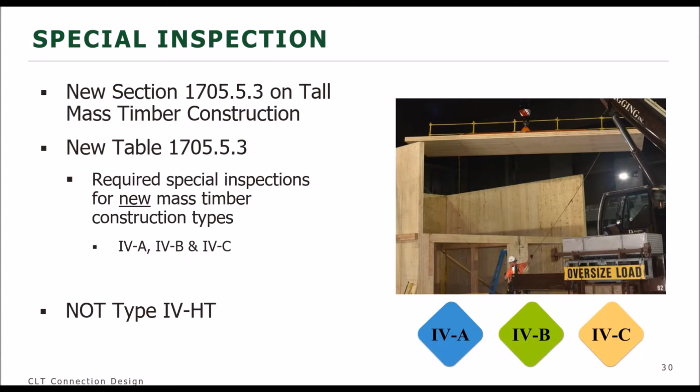As I mentioned, the new section that deals with the special inspection requirements for these new mass timber construction types is contained in section 1705.5.3. Primarily, there's a table in there that's got the same number that has all of your special inspection requirements for these new mass timber construction types. Again, that's only type 4A, 4B, and 4C. This doesn't require any changes to the way that the type 4 heavy timber structures are constructed.